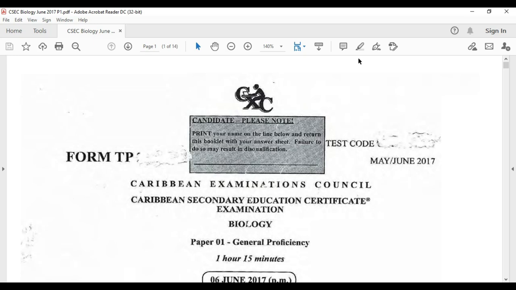I have Anai with me today, and Anai will be helping us go through this paper, so you will be hearing his shout every now and then as we move through the paper.